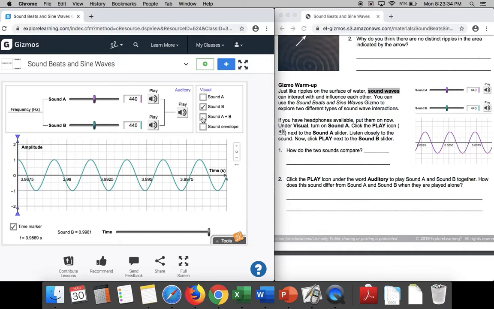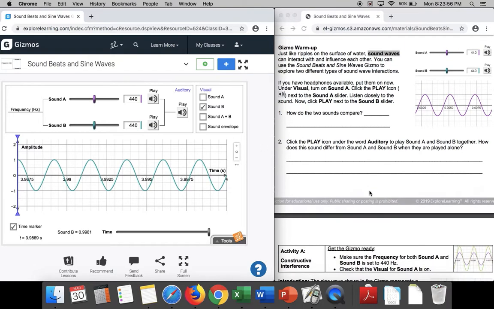And so what you should be able to hear is that they're very similar. And it may take you a couple times of playing each one. Go back and play sound A again. Go back and play sound B again. But after you do that a couple times, you should start to hear that they do sound very similar.